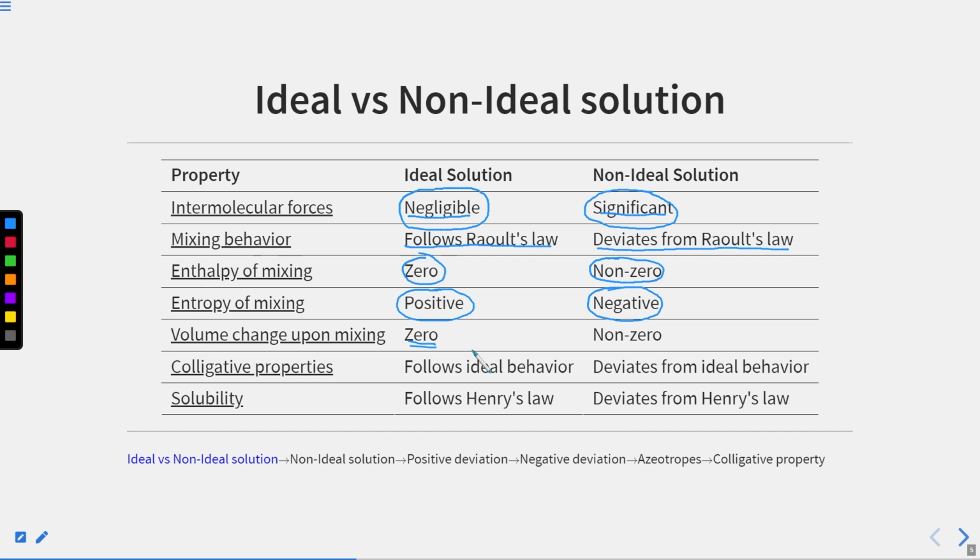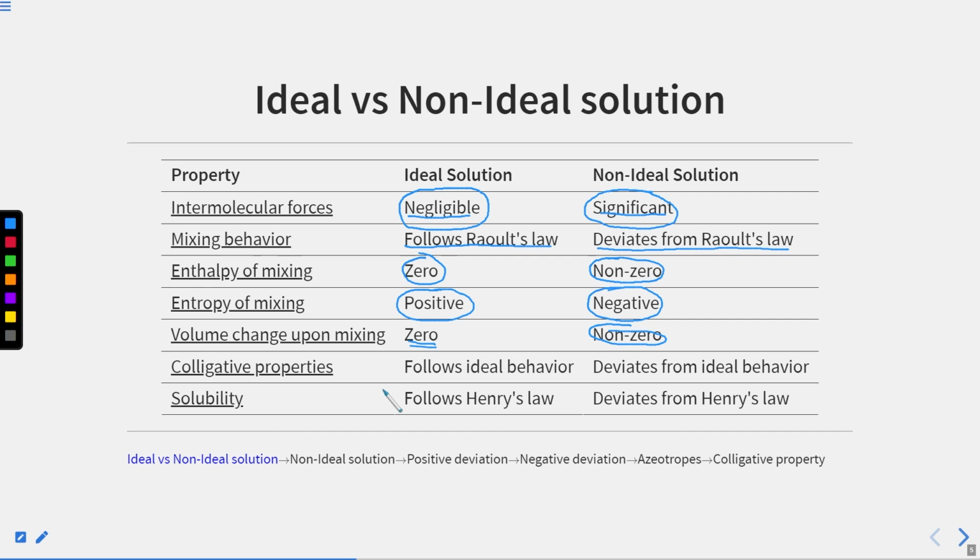If you consider a volume V3 formed by mixing V1 and V2, then it must be V1 plus V2. But since there is a kind of interaction in a non-ideal solution, these particles will move closer and result in a non-zero volume change. And if it is zero, it is an ideal solution.